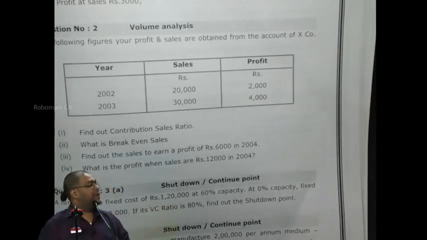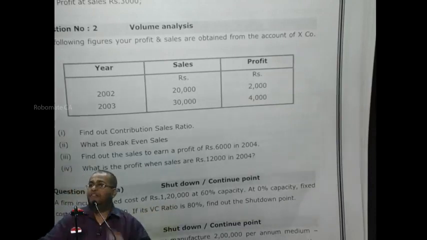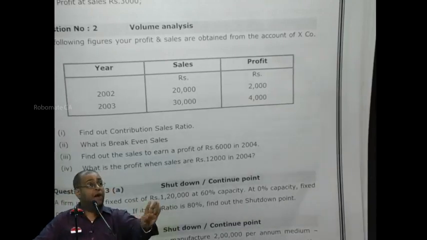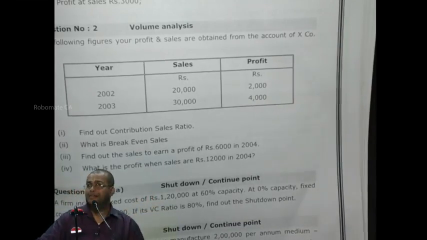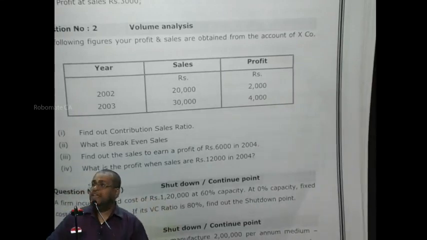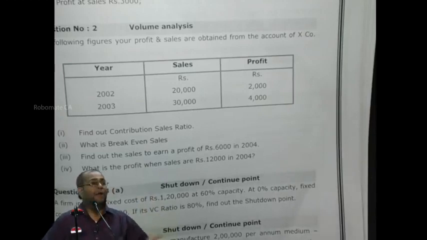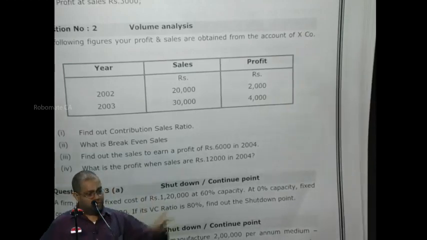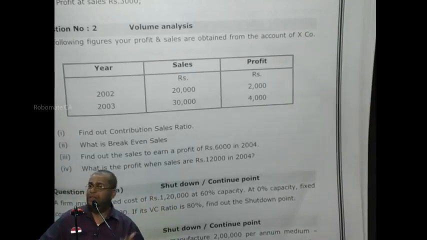So another formula for PV ratio is change in profit divided by change in sales. Profit by sales is net profit ratio, so don't say profit by sales. Change in profit by change in sales is your PV ratio, because change in profit is nothing but contribution. Fixed cost does not change. So change in profit by change in sales gives you PV ratio.